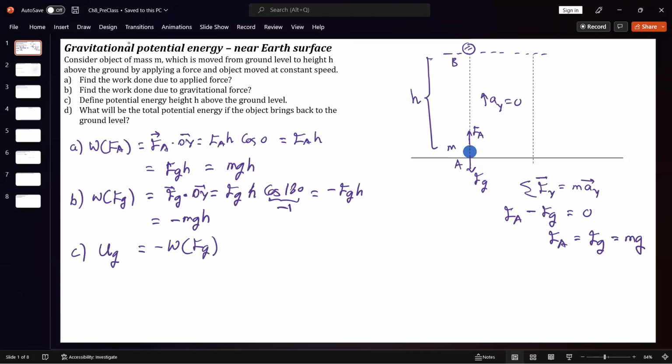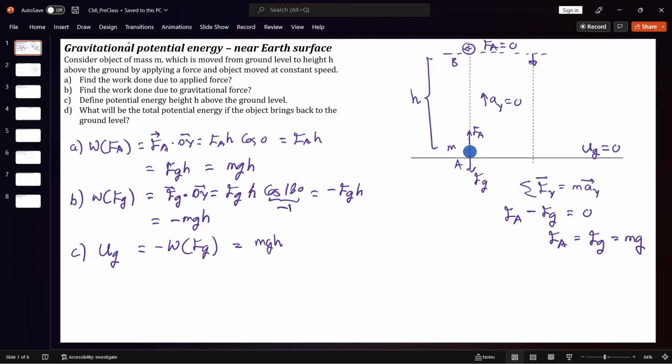After I lift the object upward to point B, if I make my applied force equal to 0, the object starts falling down automatically. The object can go back to the ground level. Ground level we define as the potential energy 0 point. So at point B the object has a certain amount of energy. That energy can bring the object back to the ground level. So that's why the potential energy at point B, or any point above the ground level, is positive mgh. Okay, that's the idea. Or the force of gravity times the height h above.